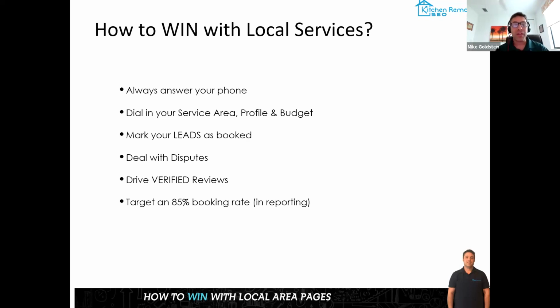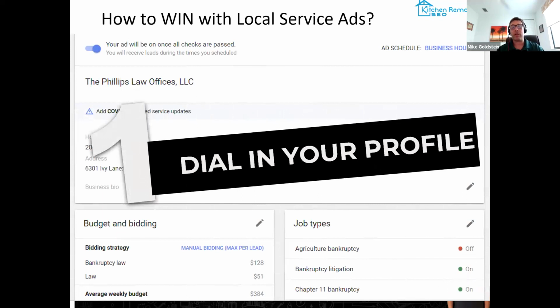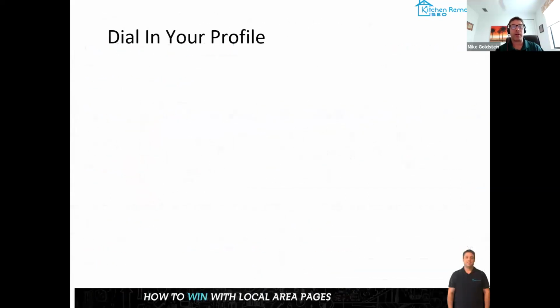So one of the things that I like to say is if my booking rate is under 85% from someone who called in from these, then we need to look at maybe refining our targeting a little bit because we're probably pulling in people who aren't the right candidate. All right, so let's talk about each of these, dialing in the profile. So when we look at the profile, we're going to look at budgeting, we're going to look at job types, we're going to look at hours of operation, all of that. Want to make sure that that kind of stuff is really taken care of up front.